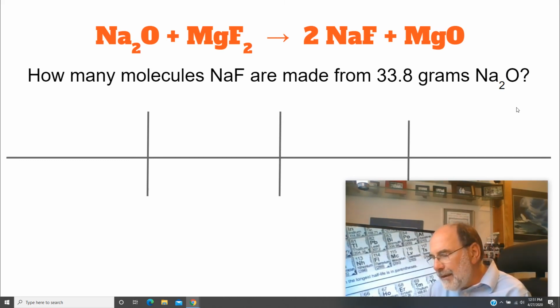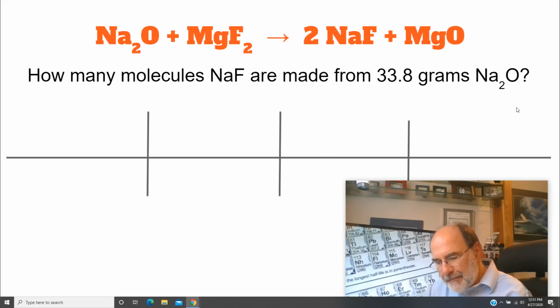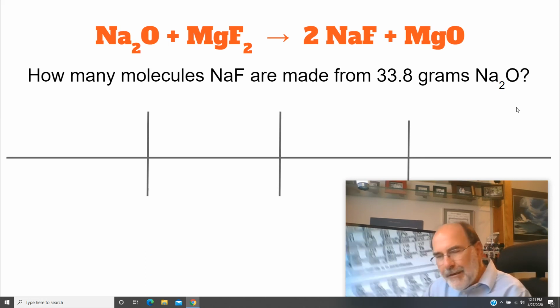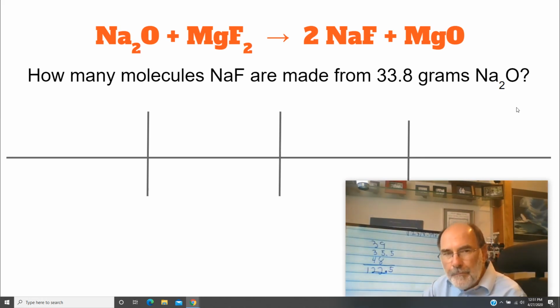All right, so what would I expect in this case? For sodium, I see it's approximately 23 grams per mole. So if I double that, that would be 46 grams. Add to that the 16 for oxygen, and I have approximately 62 grams per mole for the sodium oxide.